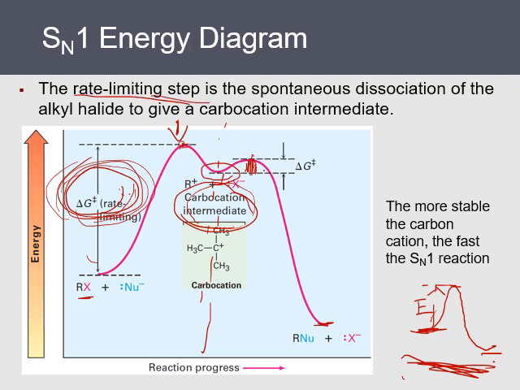The rate limiting step is to form the carbocation. All right. So if the carbocation is stable, for example, the energy is here, then you need a small transition state energy, and that will increase the reaction rate. So the more stable the carbocation, the faster the SN1 reaction will go.